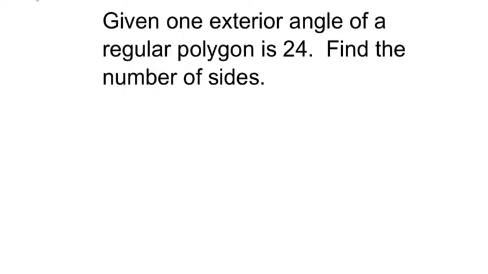Now, next, let's look at one where I'm given one exterior angle and I want to find the number of sides. So I know that this exterior angle is 24 degrees, and I really should have the degrees marked in here. Since I'm given an exterior angle, and notice it says regular, the very first thing that I'm going to do is write down my formula.